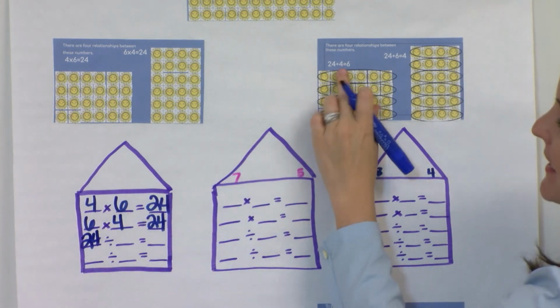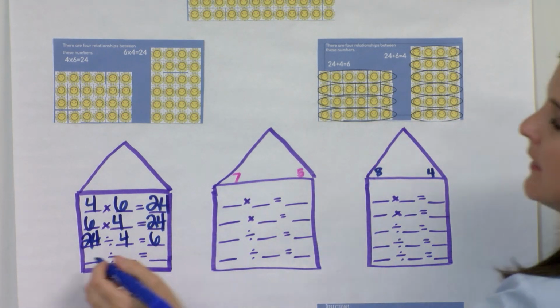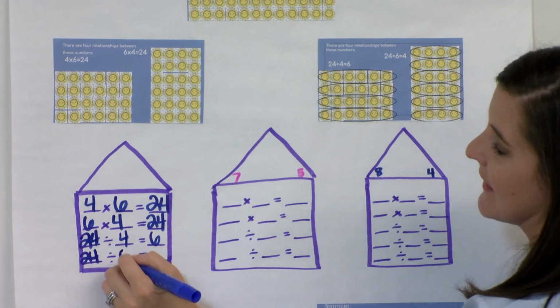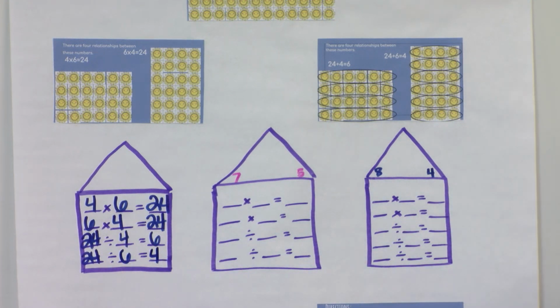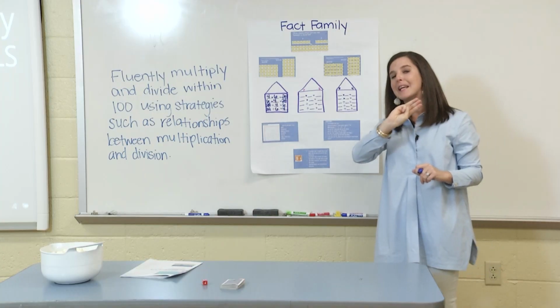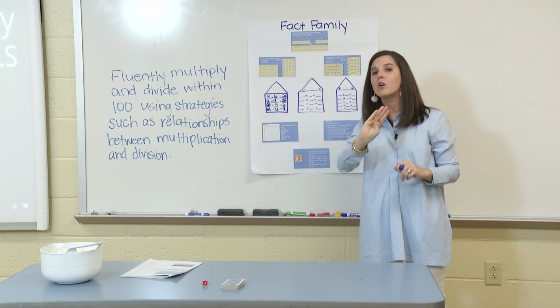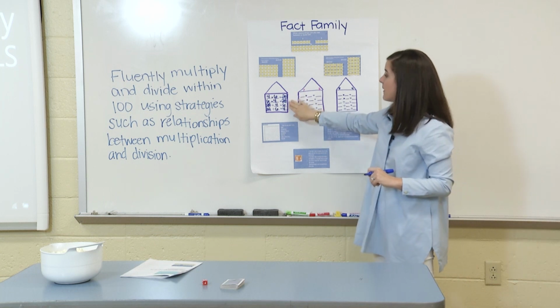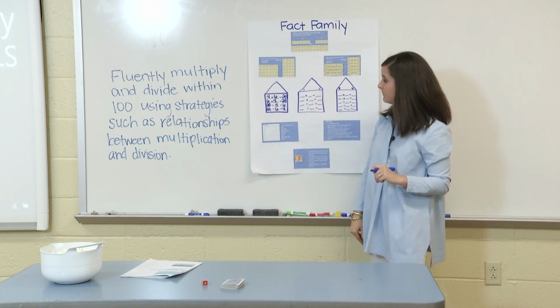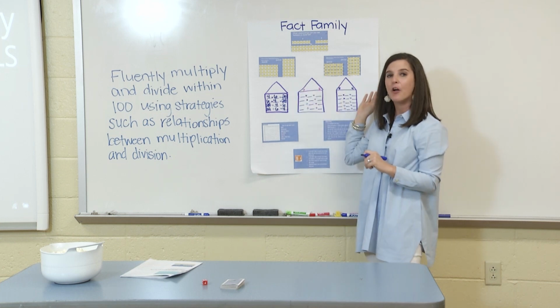24 divided by 4 gave us 6 in each group. And 24 divided into 6 groups gave us 4 in each group. Okay? So a fact family is when you use the same 3 numbers to create 4 different number sentences. You see that? Okay, and then we just discussed how they were related.